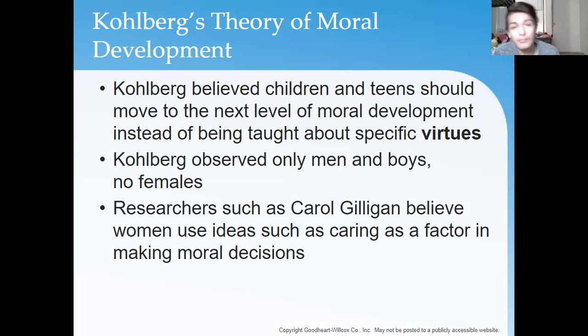In addition, Kohlberg believed that children and teens should move to the next level of moral development instead of being taught about specific virtues. So he basically stated that children and teens should not stick to one level of morality. They should just move forward.